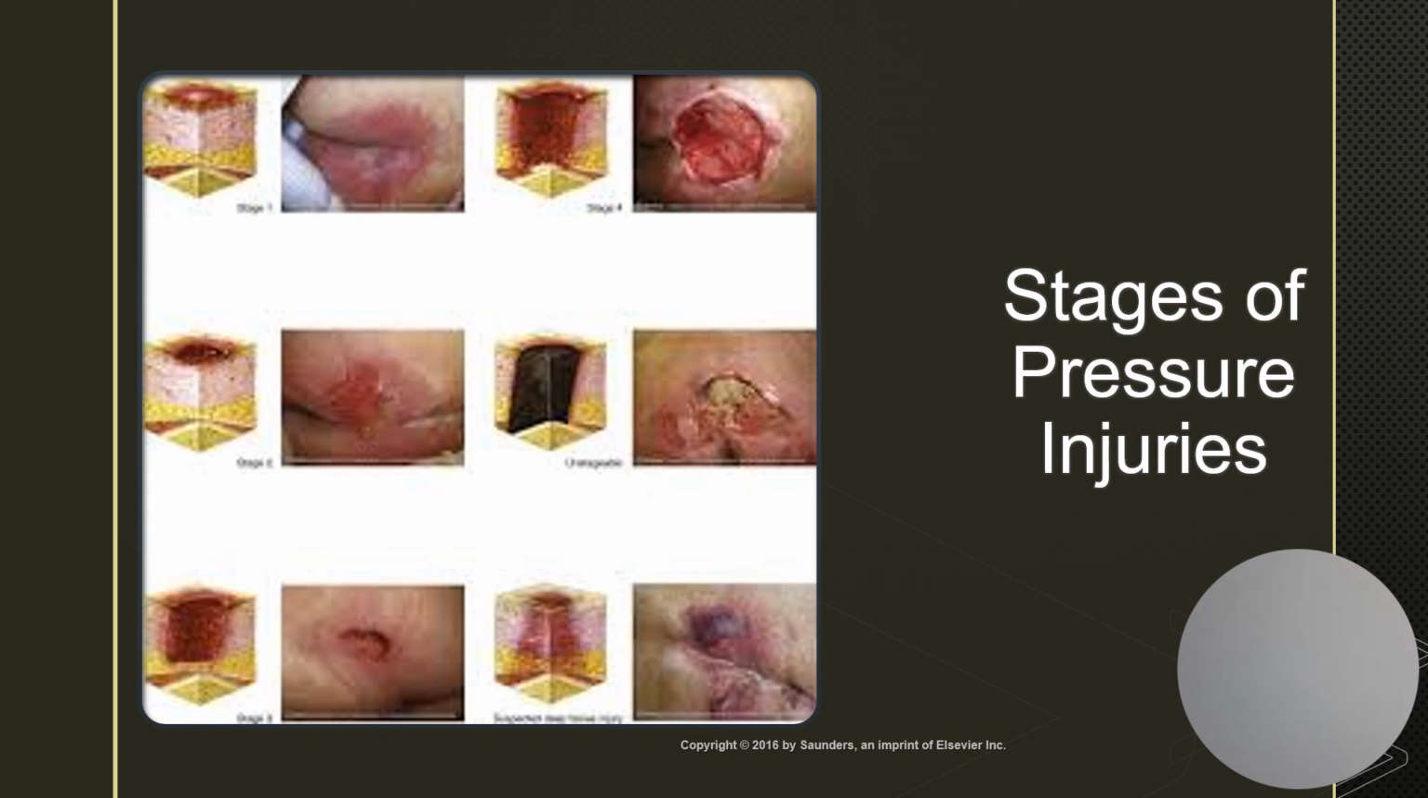I do want you to know that we can go from a smaller to a larger number when we're staging pressure injuries. We can go from a 1 to a 3, or a 2 to a 3, a 2 to a 4, a 2 to a DTI. But we cannot go from a stage 4 to a stage 1, or a stage 3 to a stage 2. It's always going to be the smaller number can get bigger, but the bigger number can never get smaller. We would call it a resolving stage 4 or resolving stage 3.